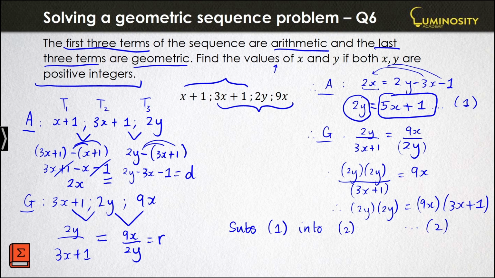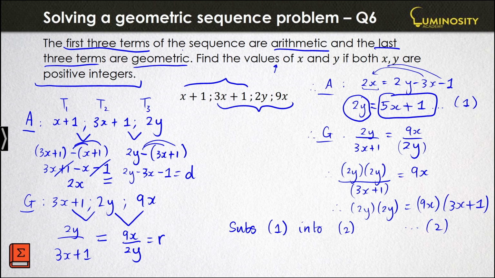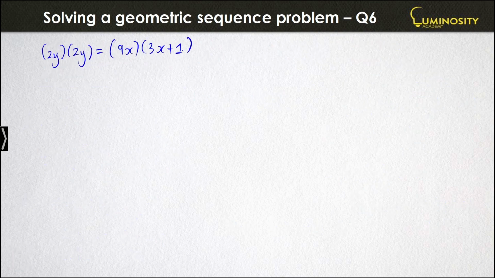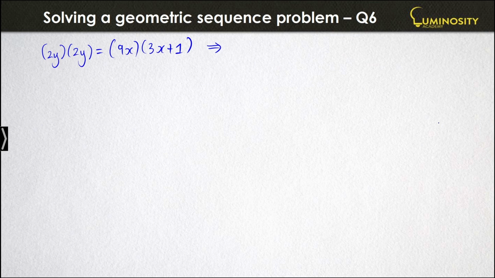So I'm just going to rewrite equation 2 below here. It's going to be 2y times 2y, and that was 9x times 3x plus 1. All right, let's double check. Yeah. Okay, but we know that 2y is given by 5x plus 1 from equation 1. So substituting that on the left-hand side, I get 5x plus 1 times 5x plus 1 equals.